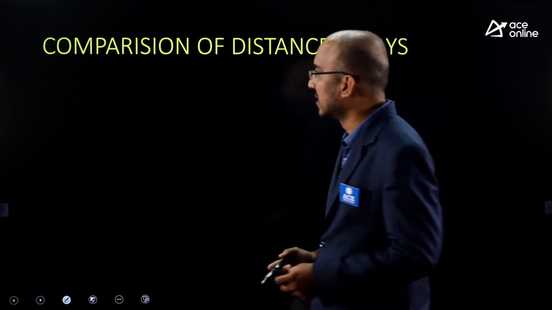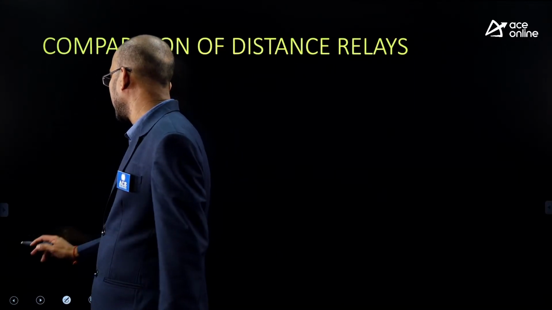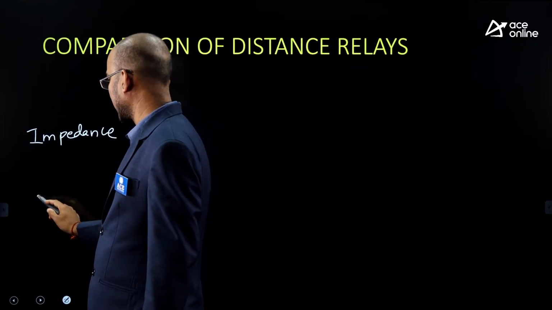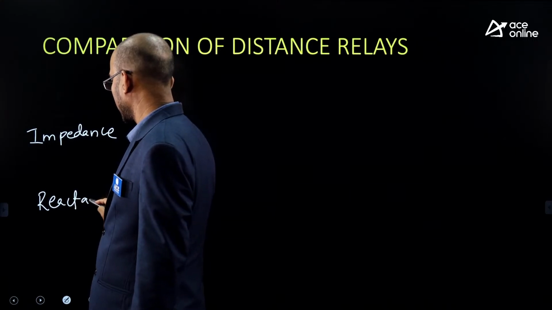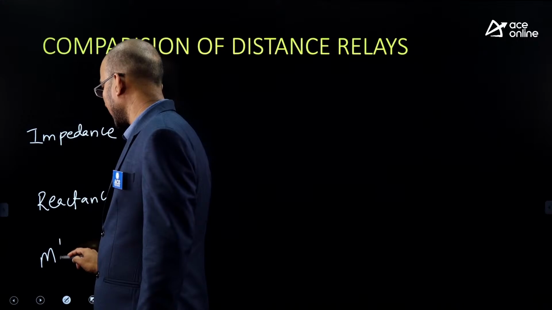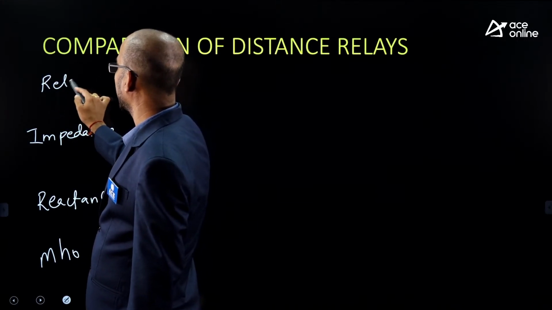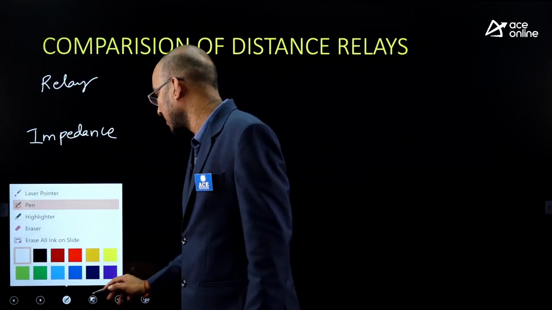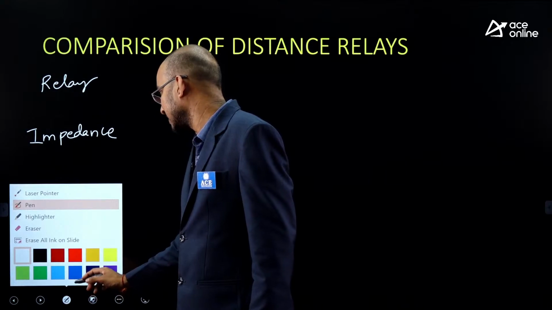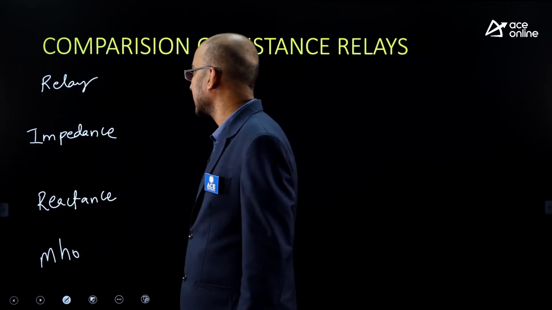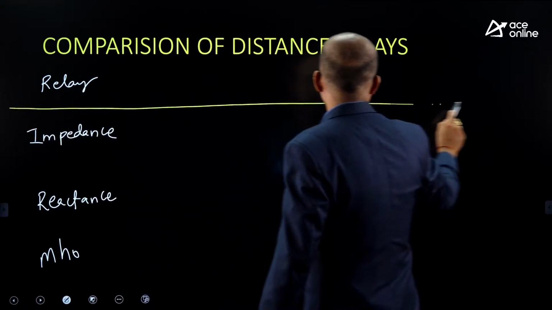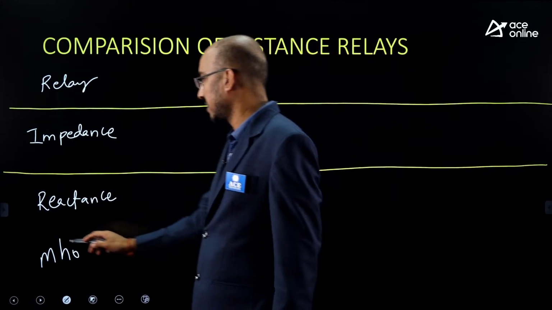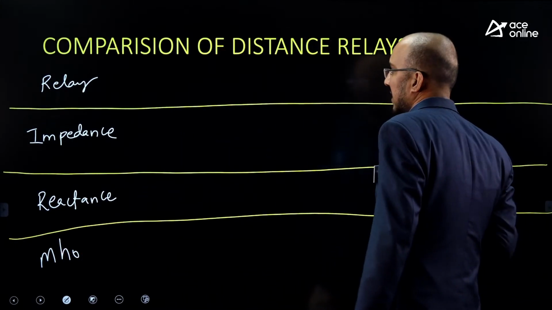How can we compare? So we have studied three relays. One is the impedance relay. Second one is the reactance relay. Third one is the Mho relay. So this is the relay type. Here we have three different types of relays. Now let us look at the comparison of these three relays with respect to different aspects. Generally, objective type questions are asked here.